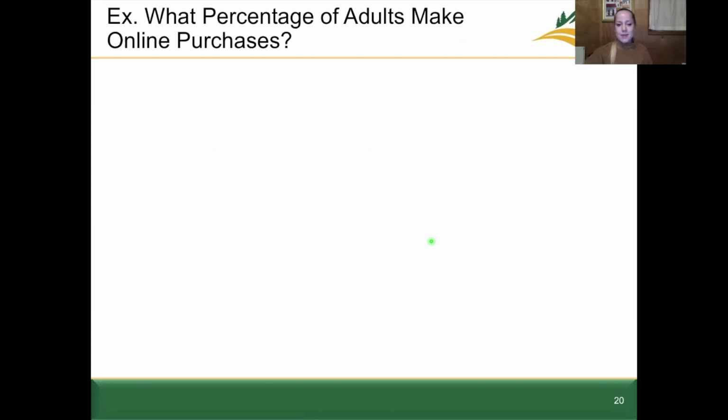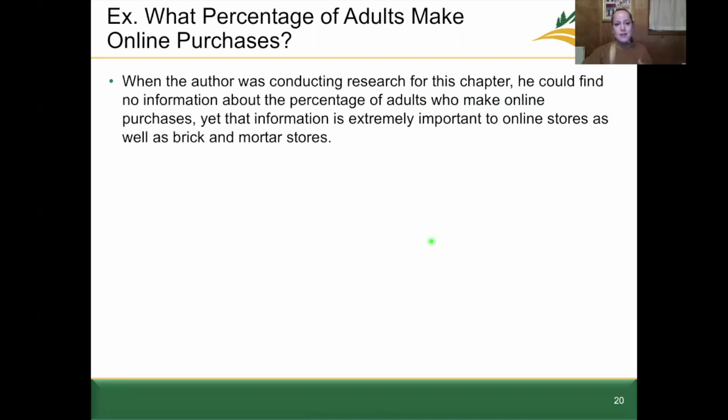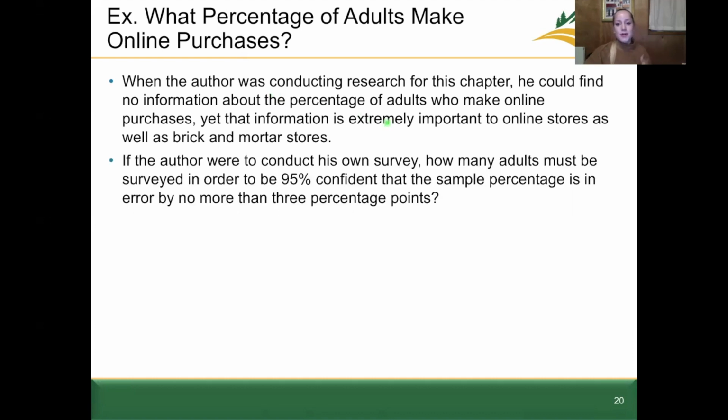Let's do some examples of using those formulas. An example: what percentage of adults make online purchases? Let's say we're really interested in collecting this data, so we're going to make a survey, and we want to know how many adults must be surveyed in order to be 95% confident that the sample percentage is in error by no more than 3 percentage points.